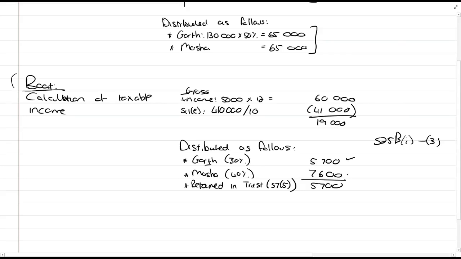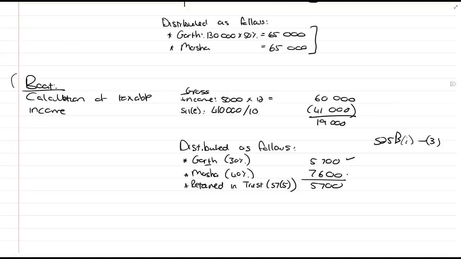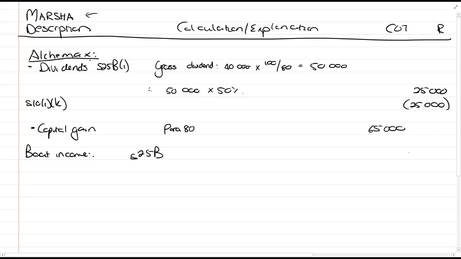Then Marcia, 7,600. Was there a donation, is the donor alive? Yes. Does section 7 apply? No. Marcia received the amount, so Marcia should be taxed on it. Boat income, section 25B. And what was that amount again? 7,600.